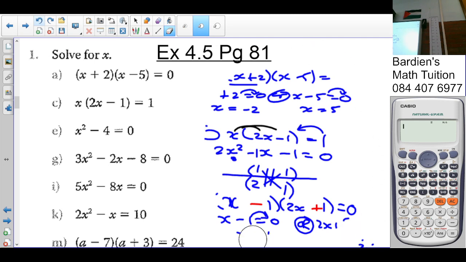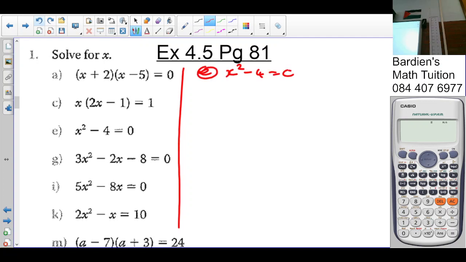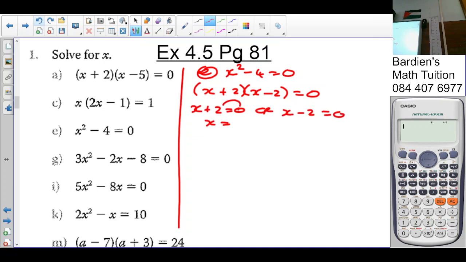Alright. Let's look at E. x squared minus 4 is equal to 0. What type of factorization can happen here? That's the difference between two squares. So it's going to be x plus 2, x minus 2 is equal to 0. So what do we do now? x plus 2 is equal to 0, or x minus 2 is equal to 0. So x is equal to negative 2, or x equal to 2.